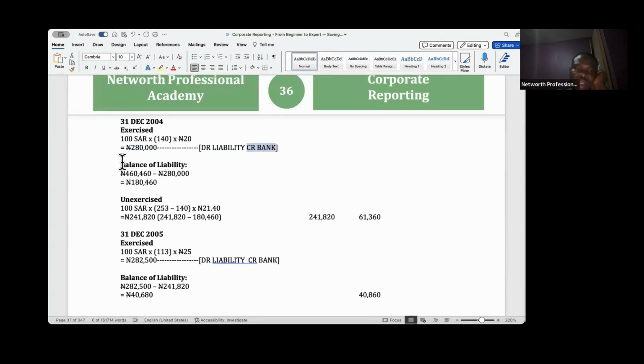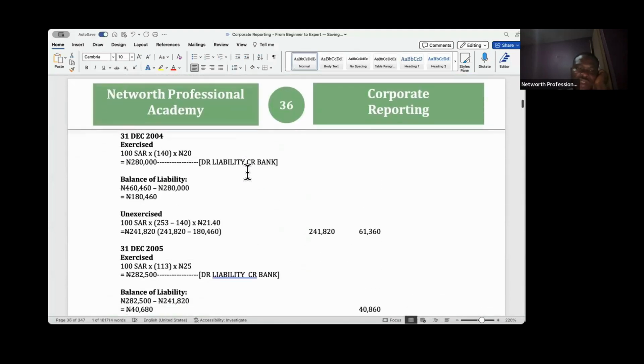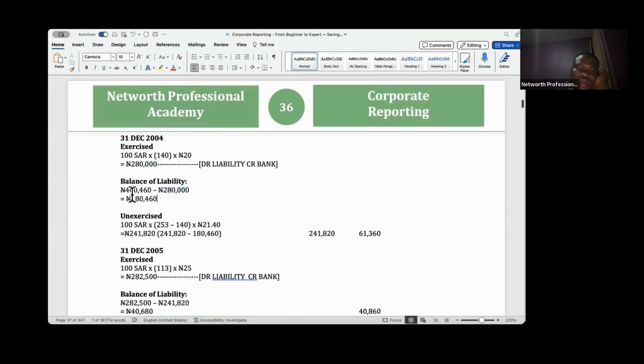So how much am I owing left? What is the balance of my liability? Don't forget, my liability value for the unexercised is 460,460. Out of that, I am paying 280,000. So I remove 280,000, and I see that my liability balance is now 180,460. Now that I know, as a result of these people that have exercised and been paid, how much I'm owing, the balance in my liability is 180,000.